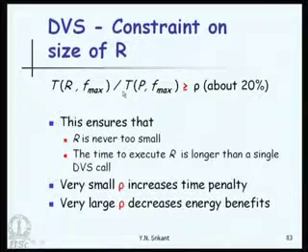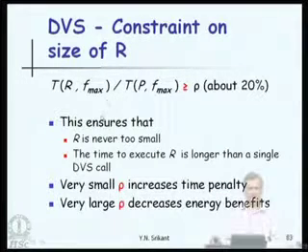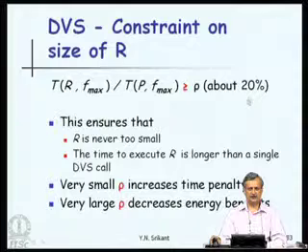In the optimization problem, there is a constraint on the region which is set by experimentation, and for each processor this could be different. We set it to approximately 20 to 25%.